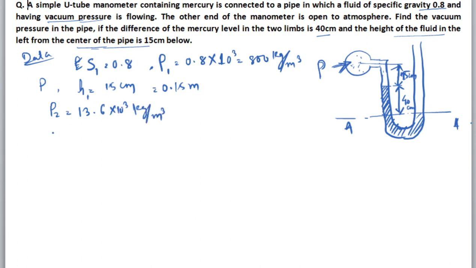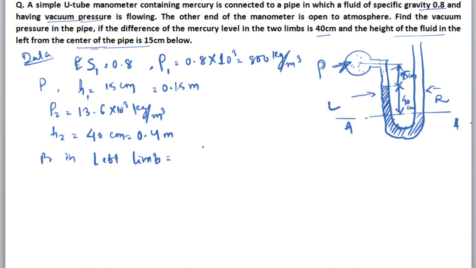Try to mention the unit always. H2 is our 40 centimeter. So what is the value of 40 centimeter in meter? 0.4. So again we will calculate two things. This is the left limb, this is the right limb. Pressure in the left limb. What is the pressure inside the left limb?